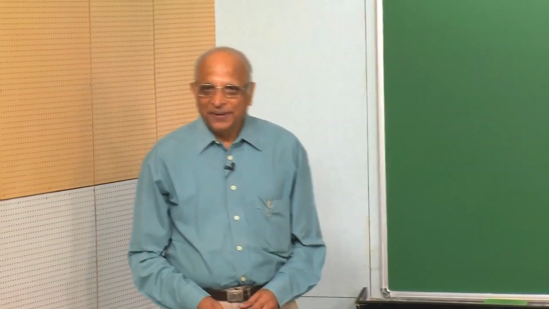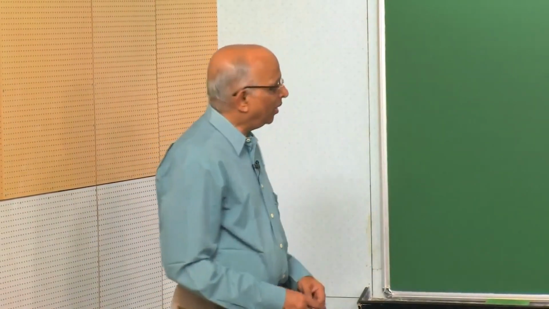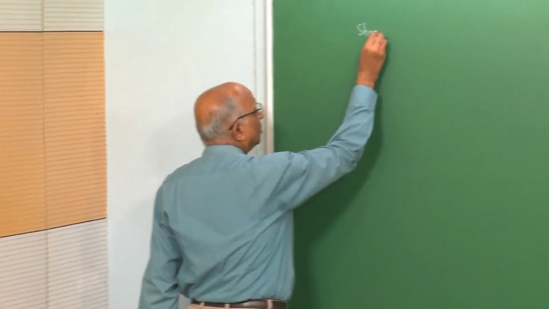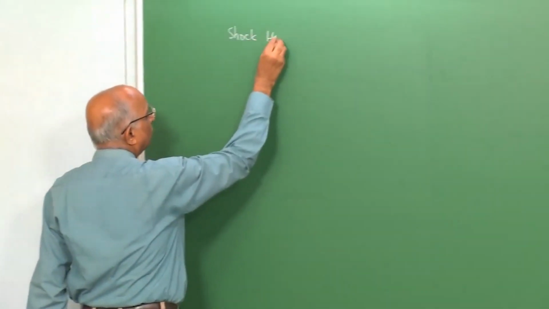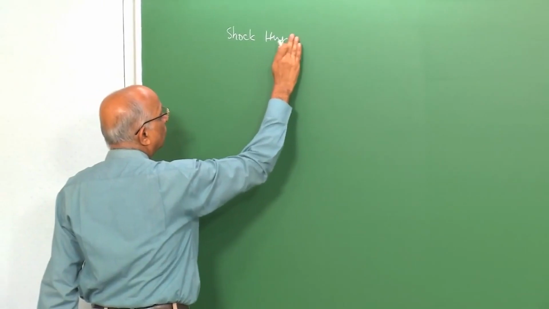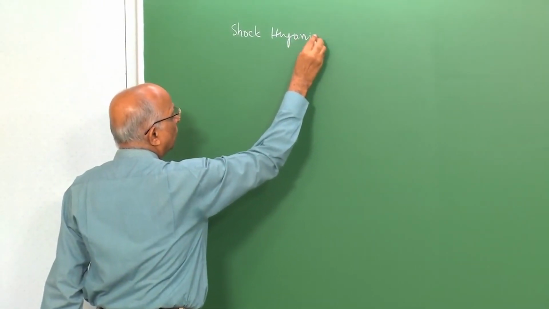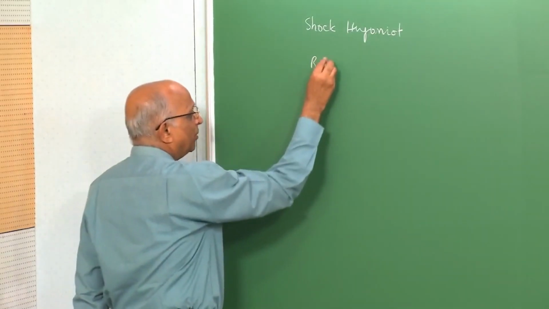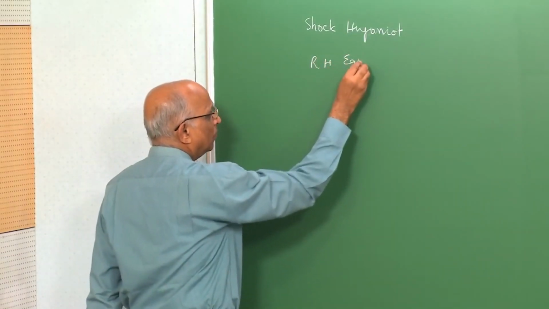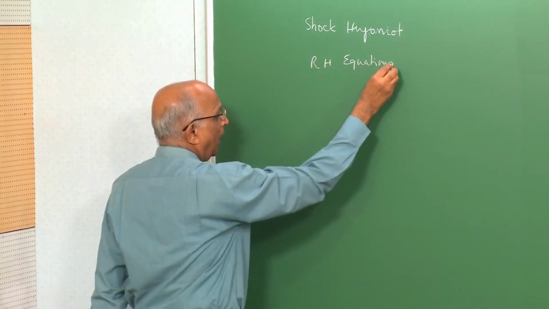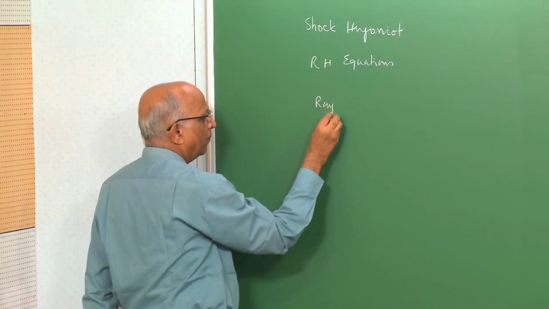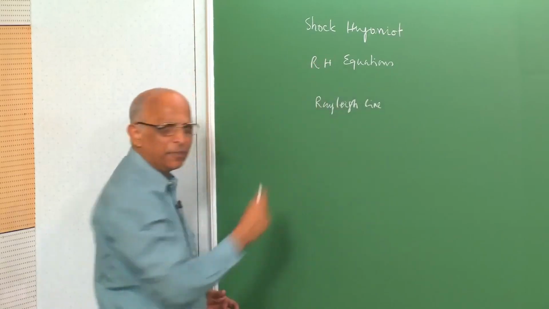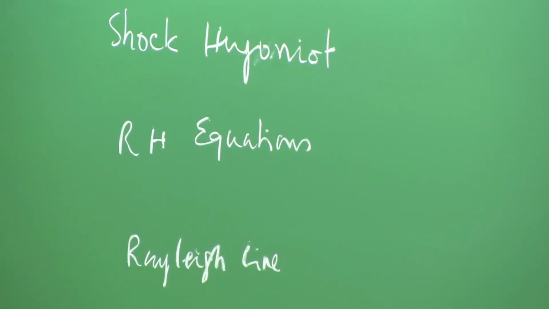Well, good morning. In the last class you will recall we talked about the shock Hugoniot, and then we talked about the Rankine-Hugoniot equations and also about the Rayleigh line. What did they represent? Let us quickly review it.